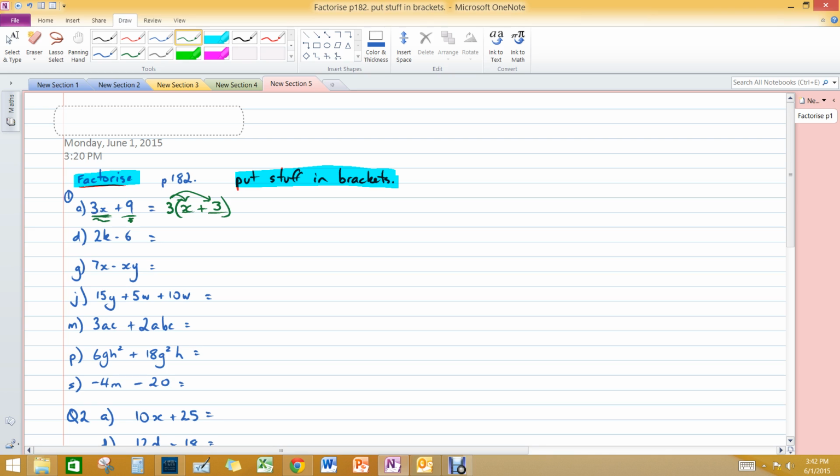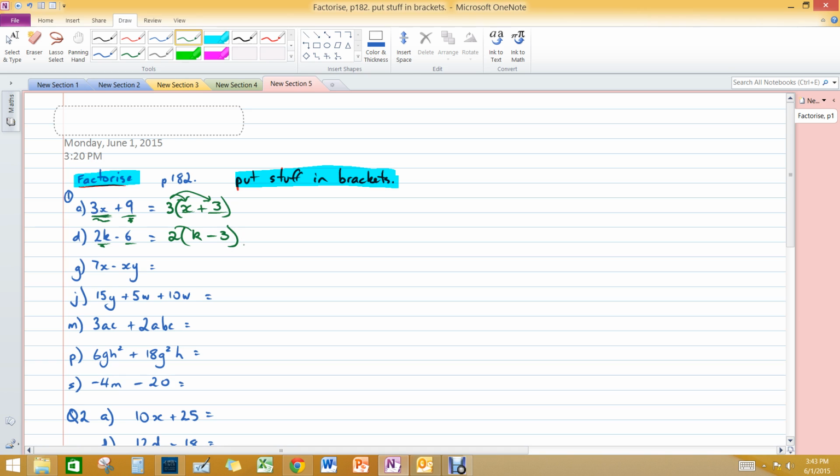So looking at question D now, we do 2k minus 6. So what's our common factor of these two terms? Well, the common factor is going to be 2. So we bring out a 2, open a set of brackets. 2 times what gives me 2k? Well, 2 times k. Bring the minus sign across. 2 times what gives me negative 6? Well, 2 times negative 3 gives me negative 6.